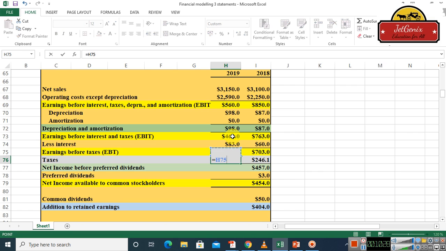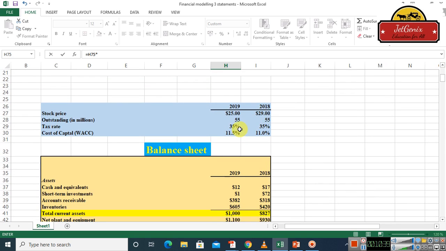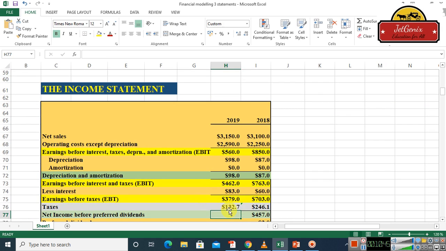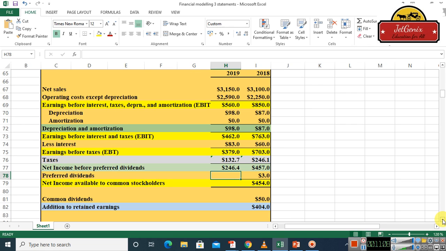And the tax expense I am going to calculate by selecting the earning before tax multiplied by the tax rate, which is somewhere here, yes, this one, 35%. So I will select this 35%, press enter, and now we have the tax expense of 132.7 million. And I am going to calculate now the net income before preferred dividend by selecting this earning before tax minus this tax expense, and I will press enter. So $246.4, this is the net income before preferred dividend.